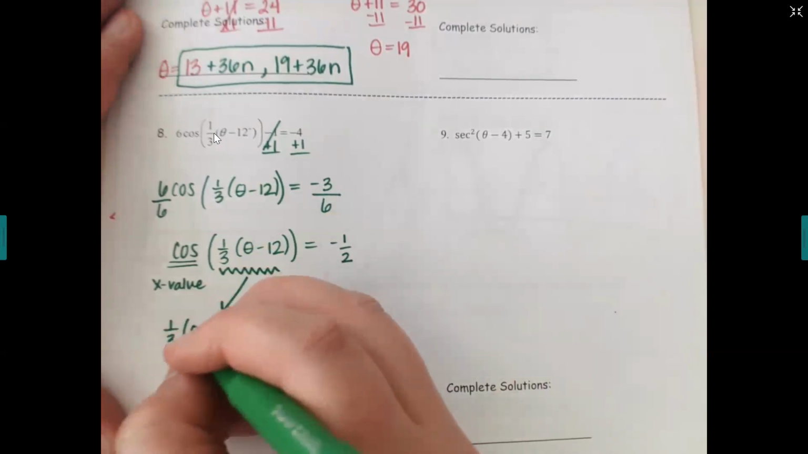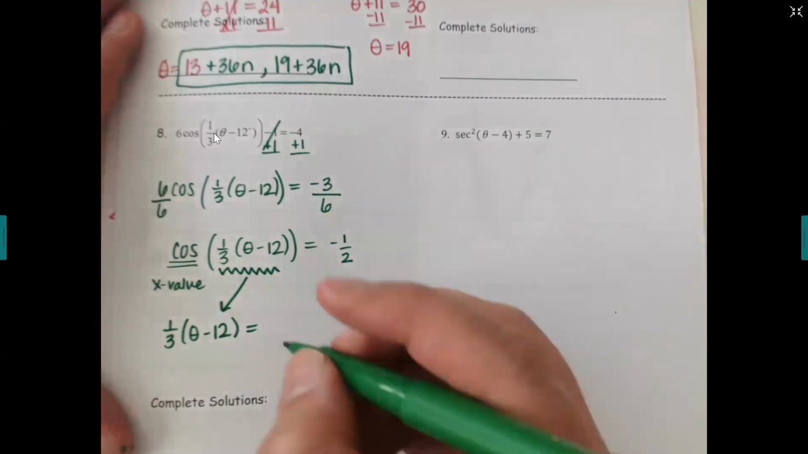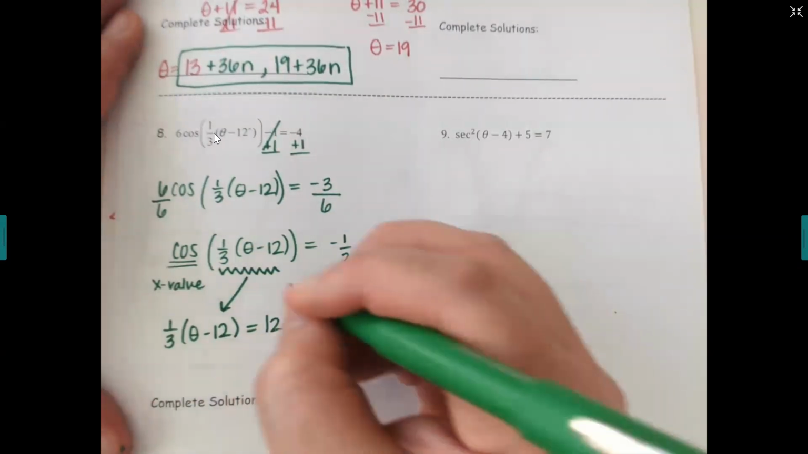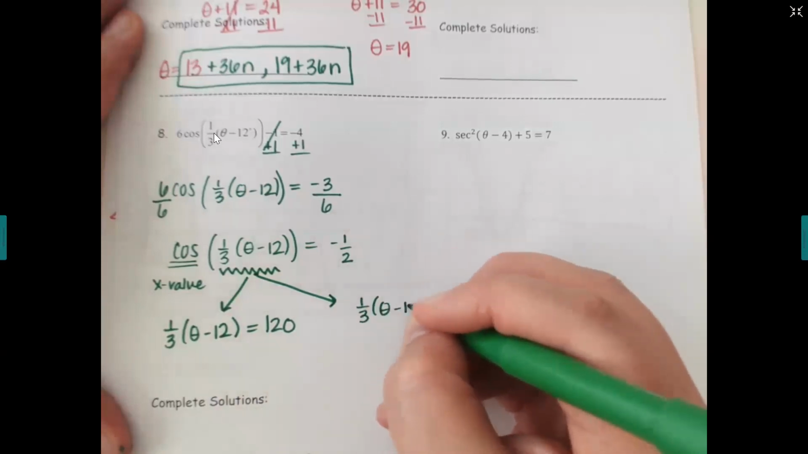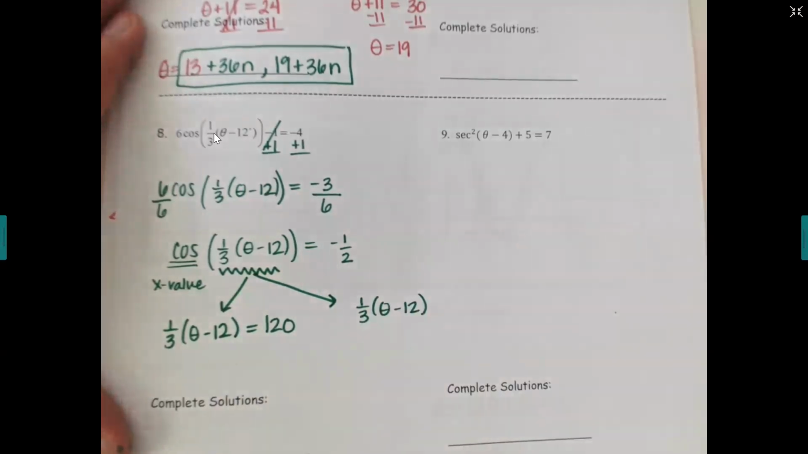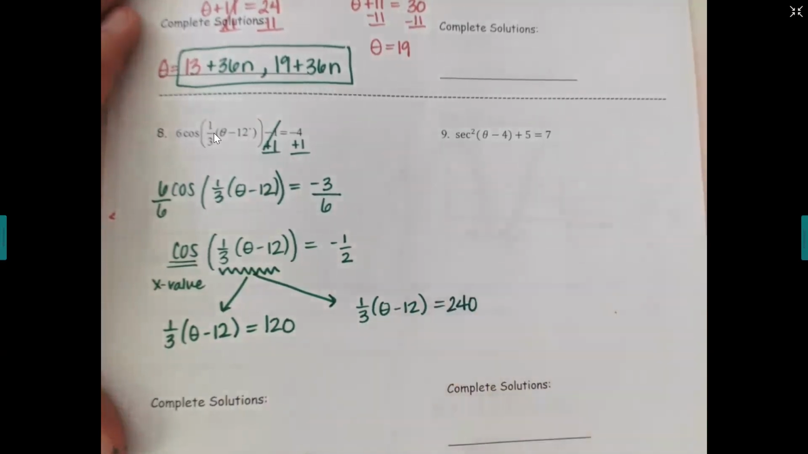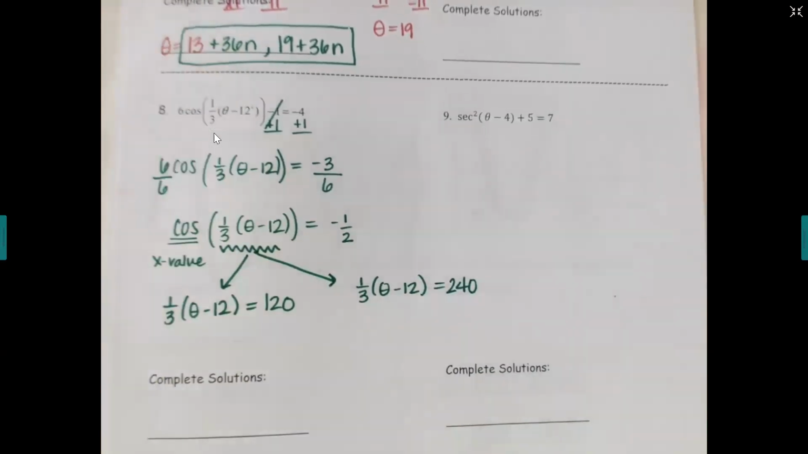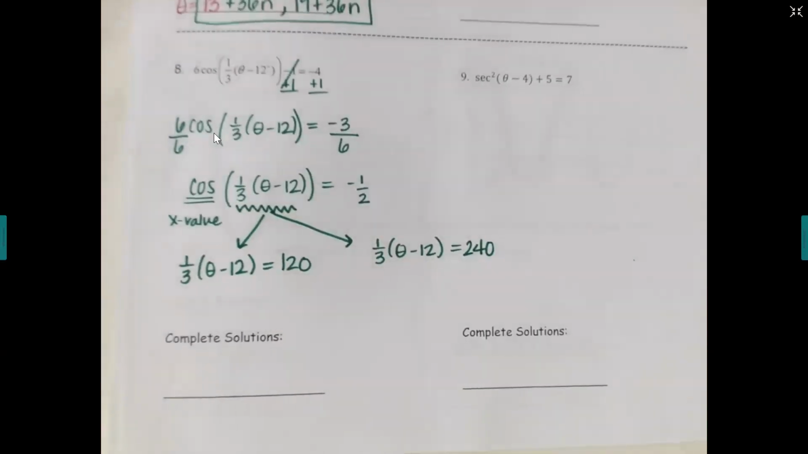So then I take this entire middle section, 1/3 theta minus 12. I'm gonna set it equal to 120 was my first answer. And then I'm gonna set it equal to 240 is my second answer. And remember, even though you're getting 2 branches for that equation, you're solving them in the exact same steps. 1/3 is a divide by 3.